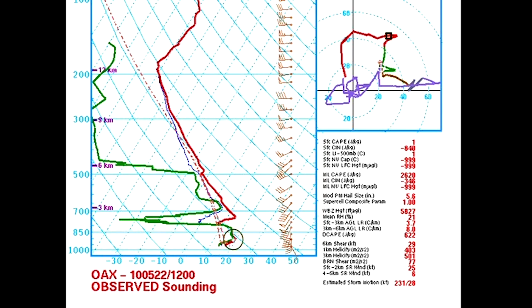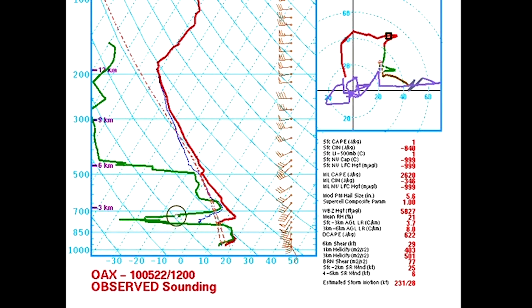Anyway, this is a low level inversion. Happens at night. You lose the daytime heating, your ground cools, the low levels cool. So as you heat during the day, you're going to erase that. But then there's a cap aloft. This is just under 700 millibar where it just shoots up.